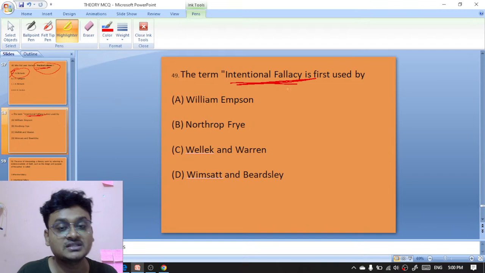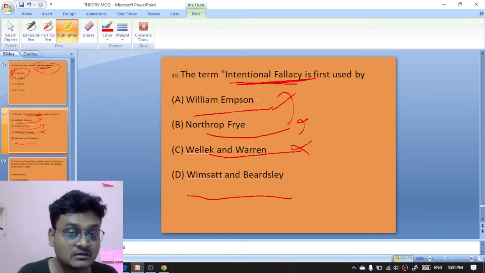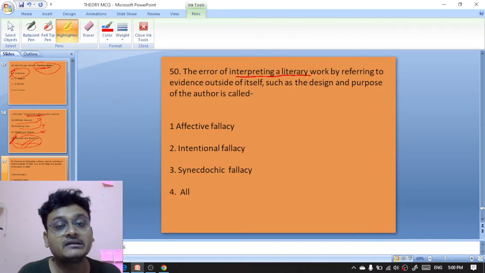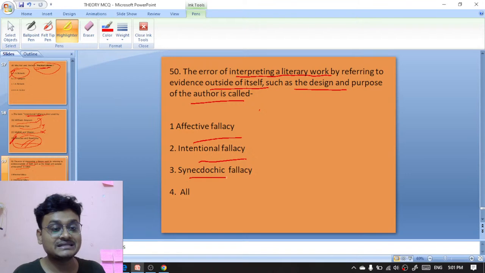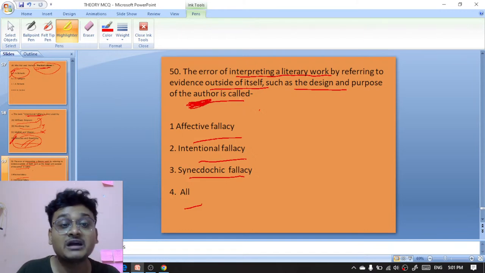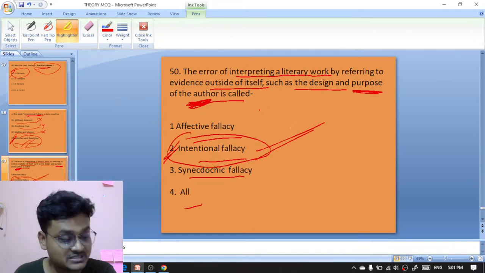The term intentional fallacy is used by William Empson, Northrop Frye, Wellek and Warren, William Wimsatt and Monroe Beardsley. So intentional fallacy was for the first time used by William Wimsatt and Monroe Beardsley. So here D is the right option. The error of interpreting a literary work by referring to evidence outside of itself, such as the design and the purpose of the author: is it affective fallacy, intentional fallacy, synecdochic fallacy, or all? So what does the statement say? The purpose of the author. So this is the intentional fallacy. Option 2 is the right option.